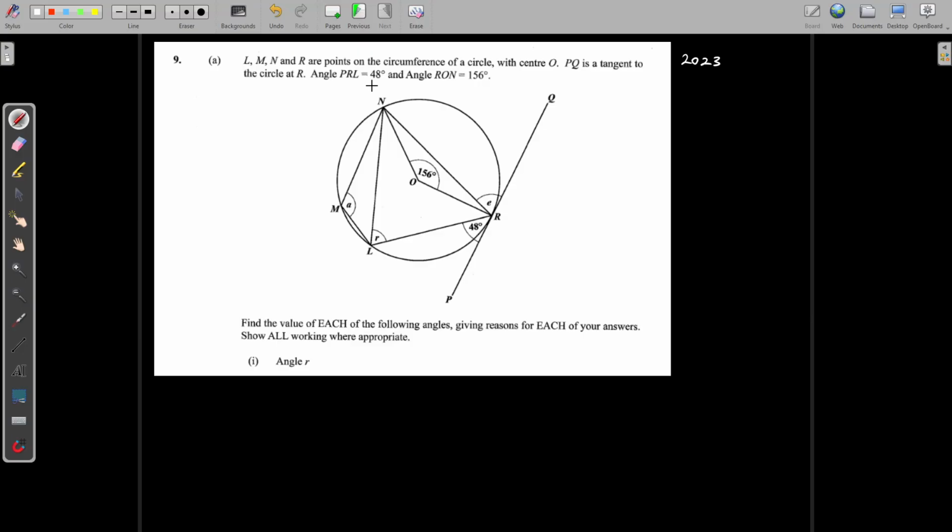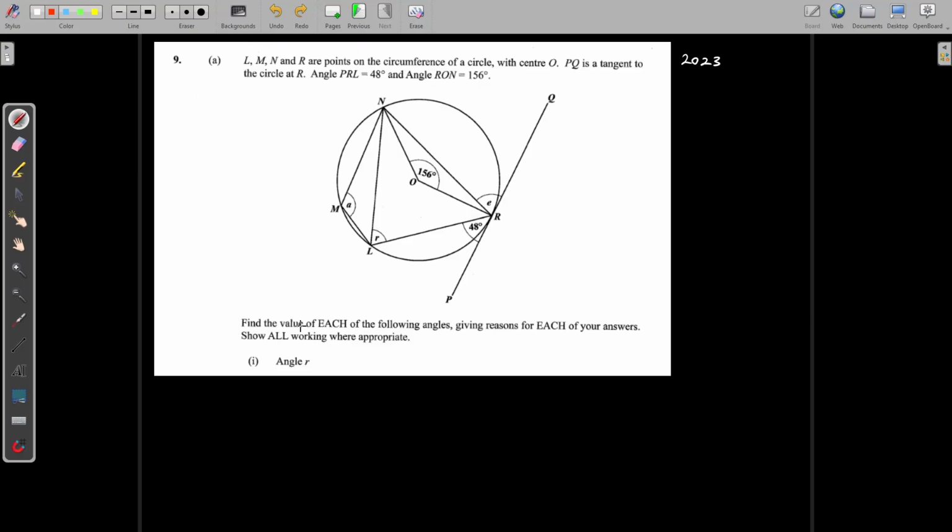So we have 4 points on the circumference of the circle with center O. PQ is a tangent to the circle at R. Angle PRL measures 48 degrees. Angle RON measures 156 degrees. So basically, all of the description that we see on the circle was given above.